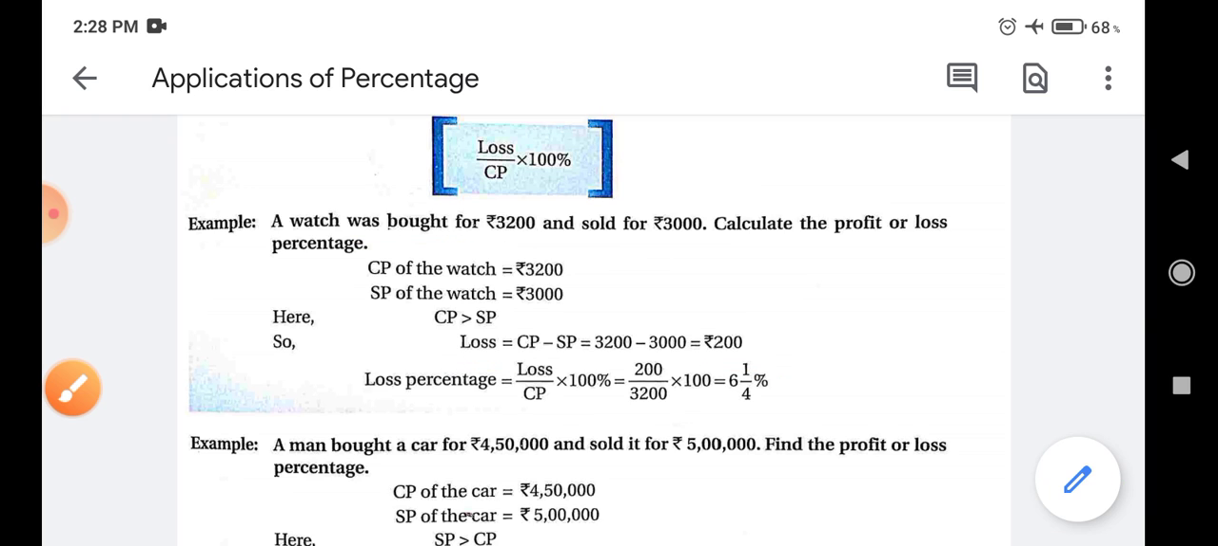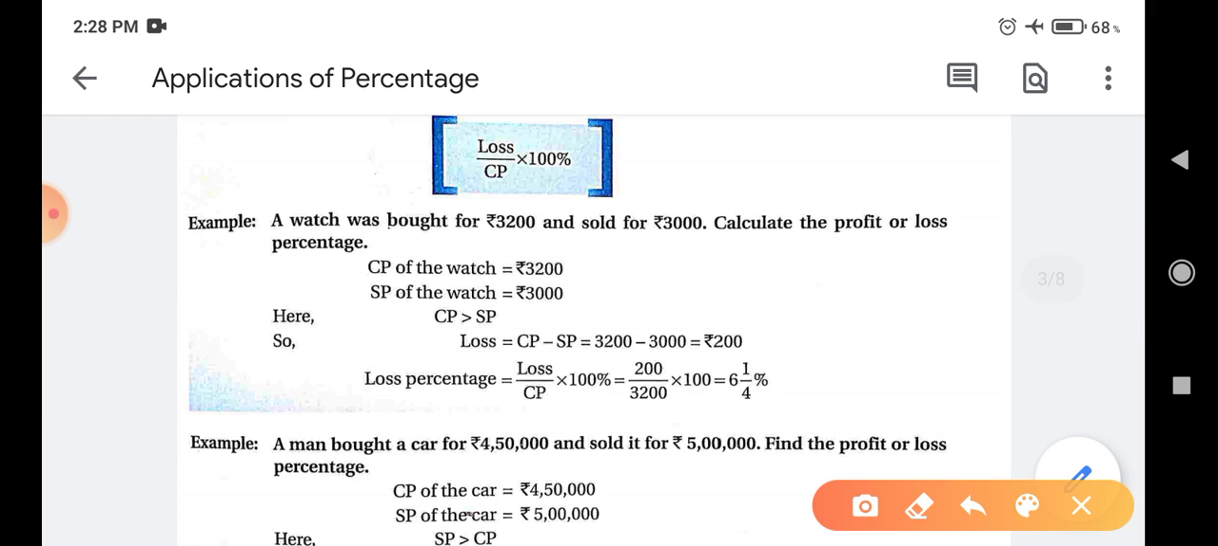And now we have to calculate loss percentage. Loss percentage is equal to loss over CP multiply 100%. Then loss is 200 and CP is 3200, multiply 100%. In your book the percent sign is not written, but you have to write 100%. Then after calculating we get 6 and 1 by 4%. And you can also write it in decimal form.